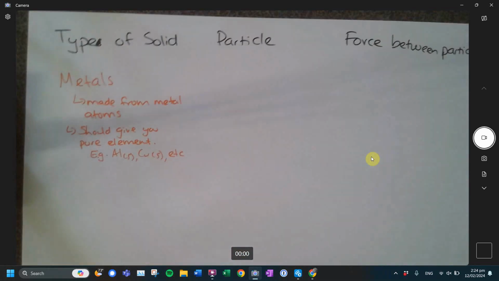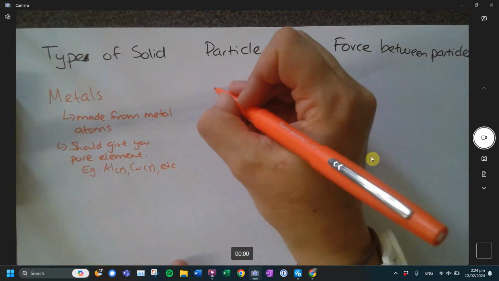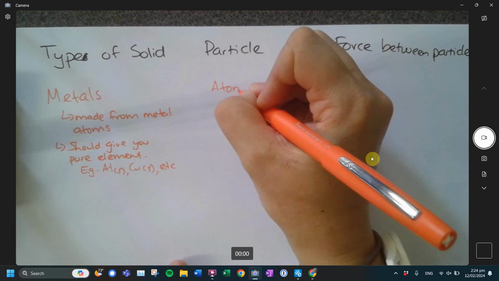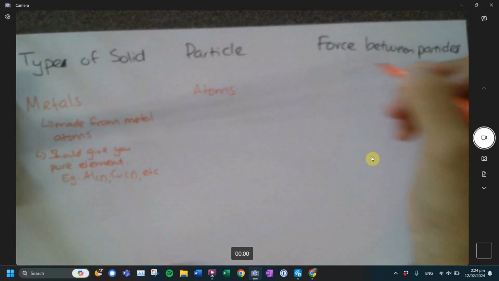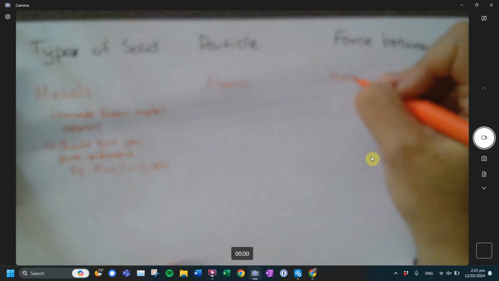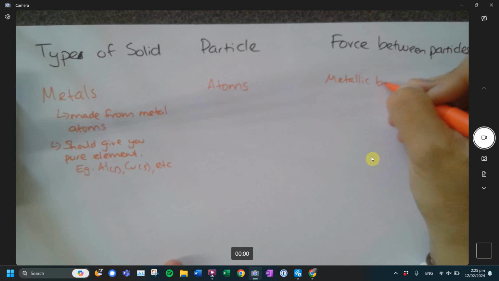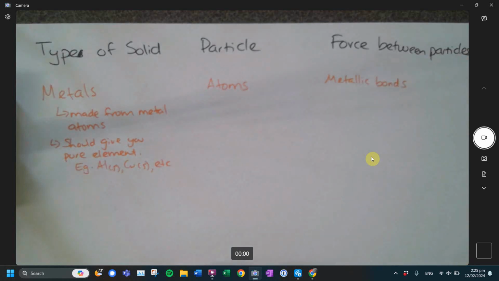The particle that makes these up are the atoms. And the force between them are metallic bonds. So that's my first category.